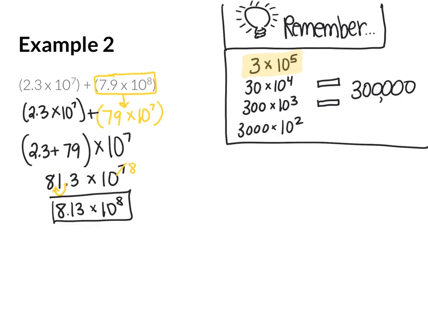Let's walk back through this problem. First, I noticed that I don't have a common factor, but I could get one by converting 10 to the 8th power to 10 to the 7th. In order to convert 10 to the 8th to 10 to the 7th, I have to keep it equivalent by moving that decimal in the 7.9. Now I pulled out my common factor, and then I converted my final answer to scientific notation.